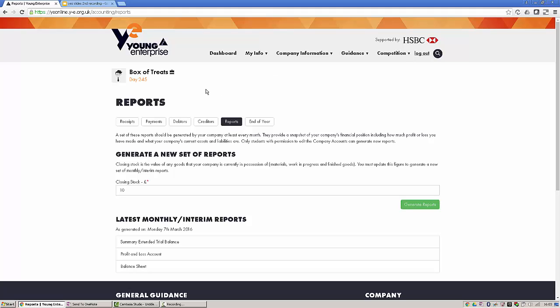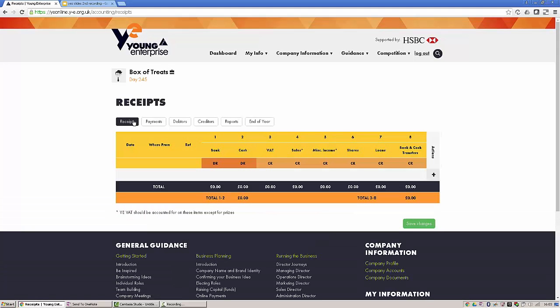So you'll see at the top here, just where it says reports, we've then got a couple of options. So today we're going to look at our sales and purchases. So we're going to look at our receipts, payments, our debtors and our creditors. So let's start by looking at receipts first. So as you'll see at the minute, I've not made any sales, so what I'm going to have a look at is our first record of our cash sales.